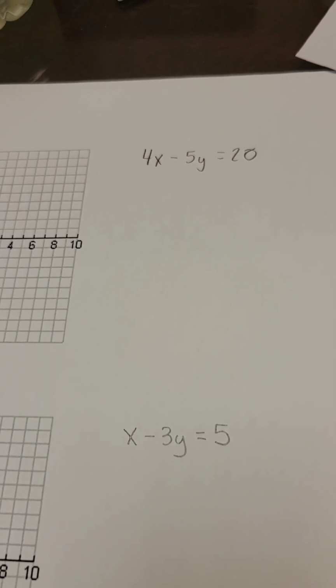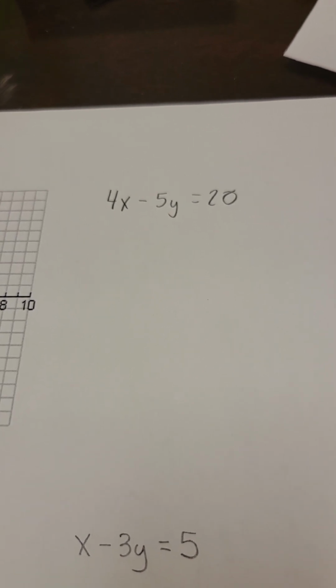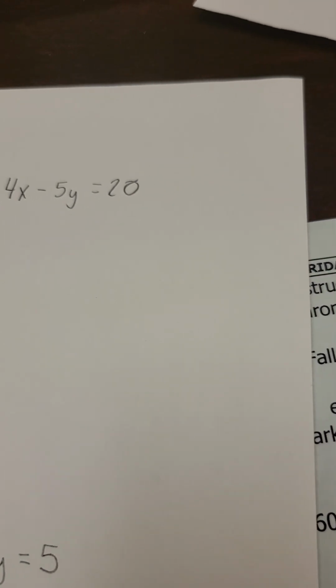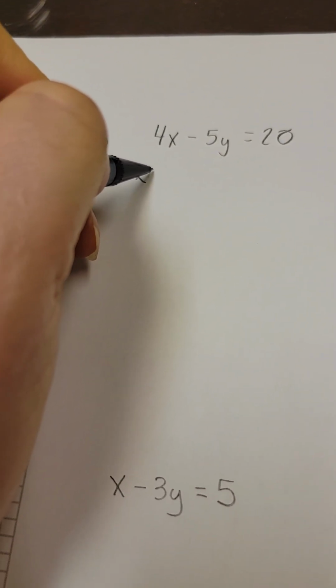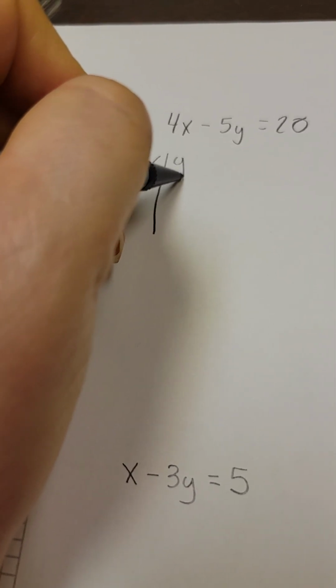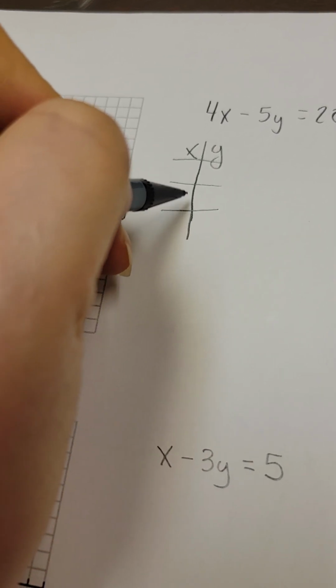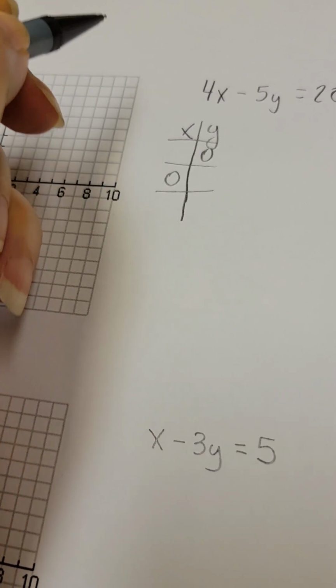All right, so we're going to start off with 4x minus 5y equals 20. Now, this is in the ax plus by equals c form, so what we normally do in this form is we create an xy table. And we generally use our x-intercept and our y-intercept.